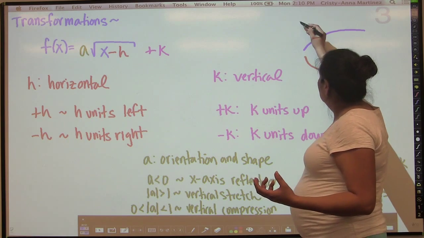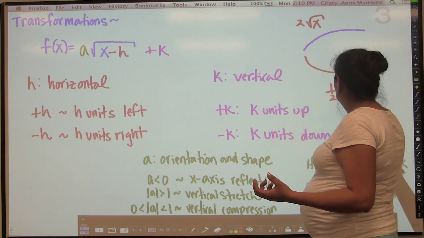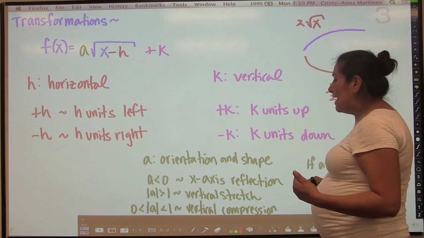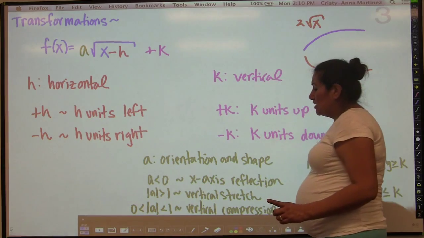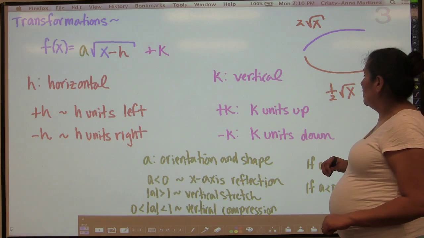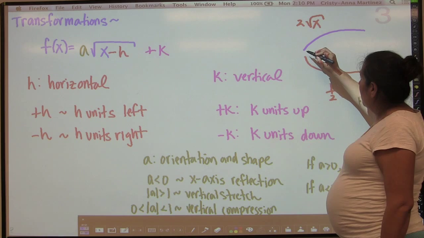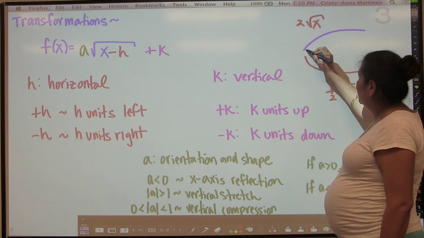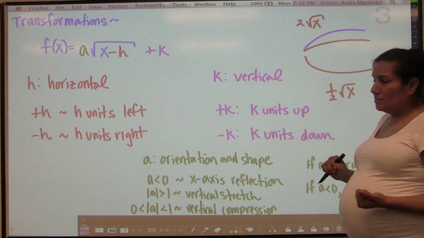What if you have 2 root x versus 1/2 root x? Okay, so 2 root x would be a situation where the A value is greater than 1. So in that case, you're going to stretch the square root function. When you stretch it, it's going to get really skinny. It's going to be closer to the x-axis, so to speak.